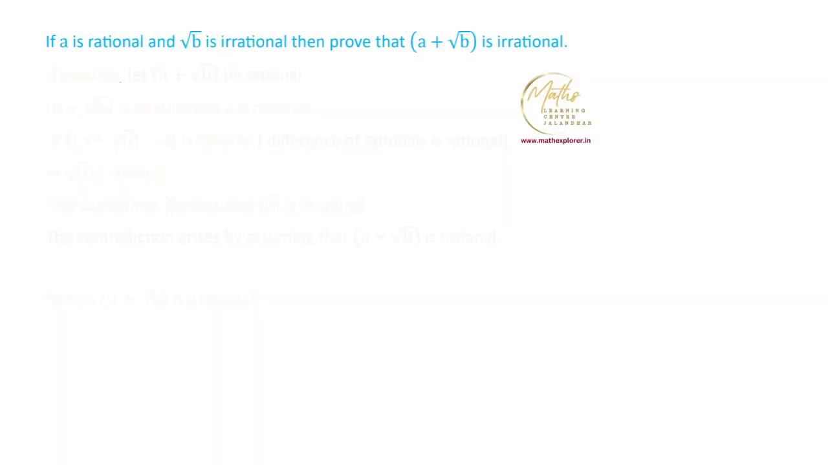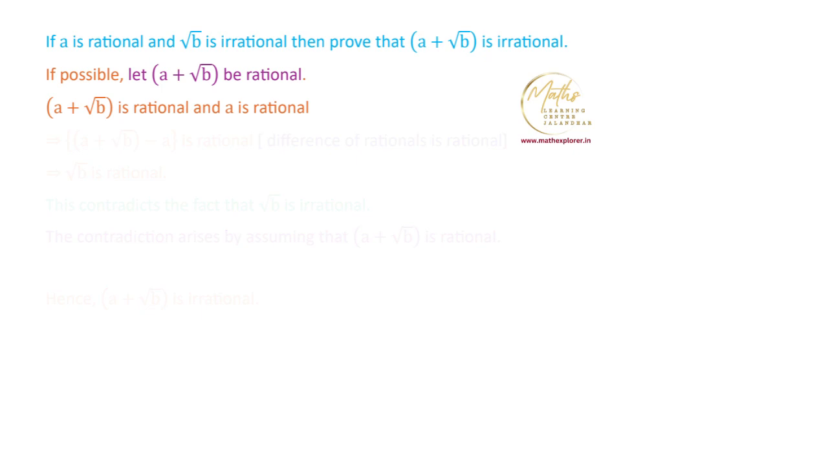Now next we have: if a is rational and square root b is irrational, we have to prove that a plus square root b is irrational. Again we are proving it by the method of contradiction. If possible, let this term a plus square root b be rational. Then we have that a plus square root b is rational. We have assumed this thing, and it is given that a is rational.